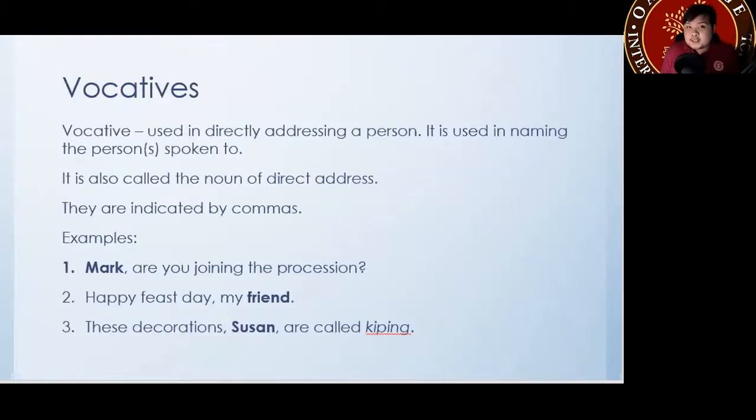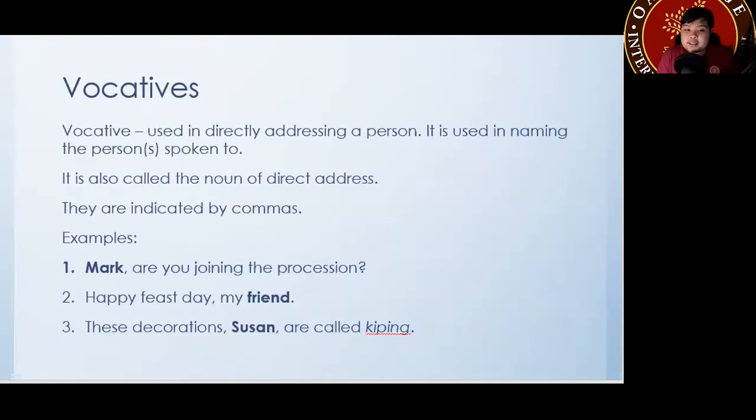Next, vocatives. For those of you who were my students last school year, this is a new one. Vocatives are used in directly addressing a person. These are the nouns that are used to directly name the person that is being spoken to. So these are in special kinds of sentences wherein the sentence is directed at someone. To find them, you would have to identify commas. You would have to look at commas, all right?